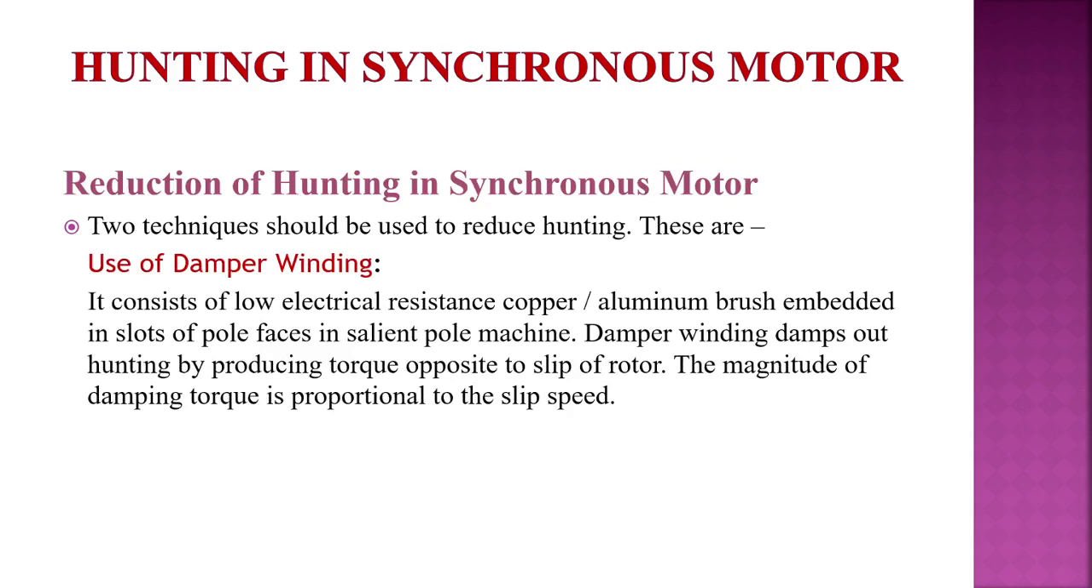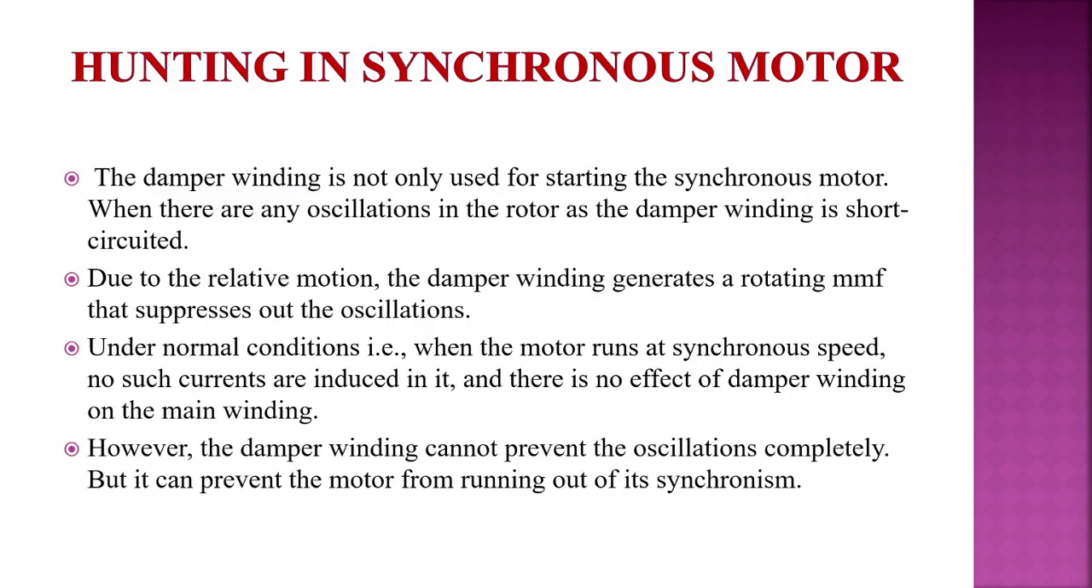It consists of low electrical resistance copper or aluminum bars embedded in slots of pole faces in salient pole machine. Damper winding will damp out hunting by producing torque opposite to slip of rotor. Magnitude of this damping torque is proportional to the slip speed. So damper winding is not only used for starting the synchronous motor; when there are any oscillations in the rotor, as the damper winding is short circuited, due to the relative motion, damper winding will generate a rotating MMF that suppresses the oscillations.